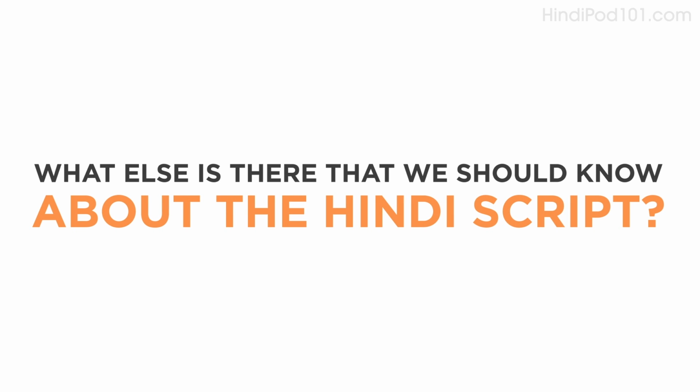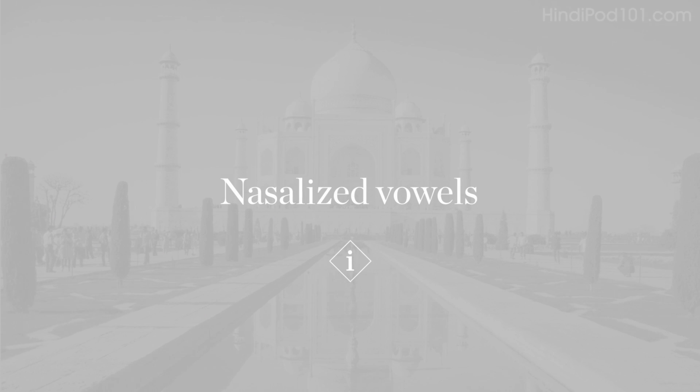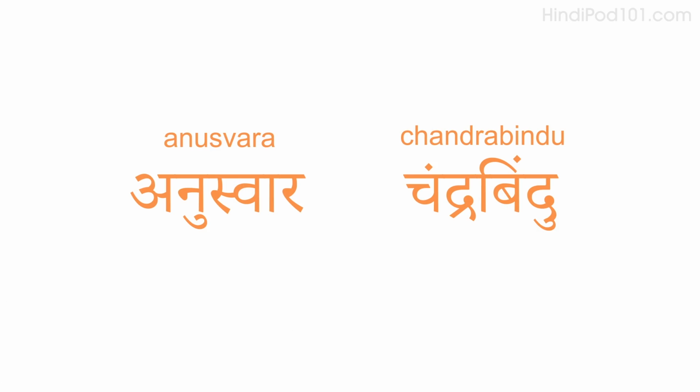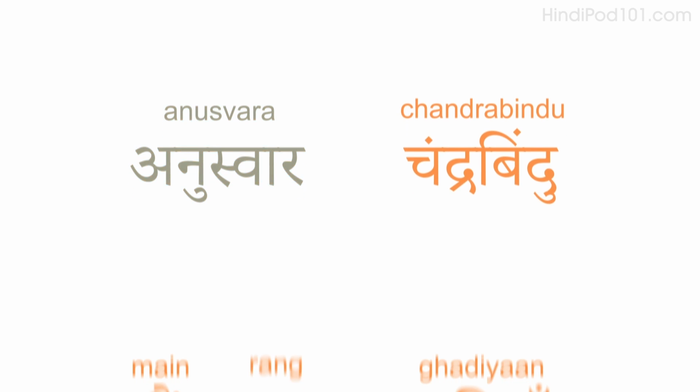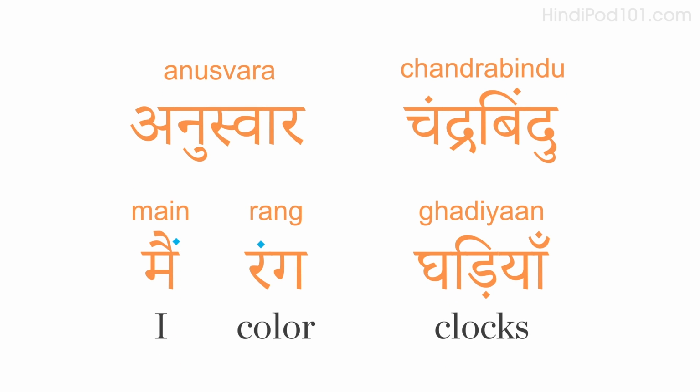What else is there that we should know about the Hindi script? There are two more things you will often notice in the Hindi script, and that's called the Anuswar and the Chandra Bindu. What does that look like? The Anuswar appears as a dot and the Chandra Bindu is the moon dot. Notice the small dot along with the vowel a in main. This is the Anuswar, and when it occurs at the end of the word, it nasalizes the vowel. When the dot appears before a letter in the middle of the word, it nasalizes the sound of that consonant.